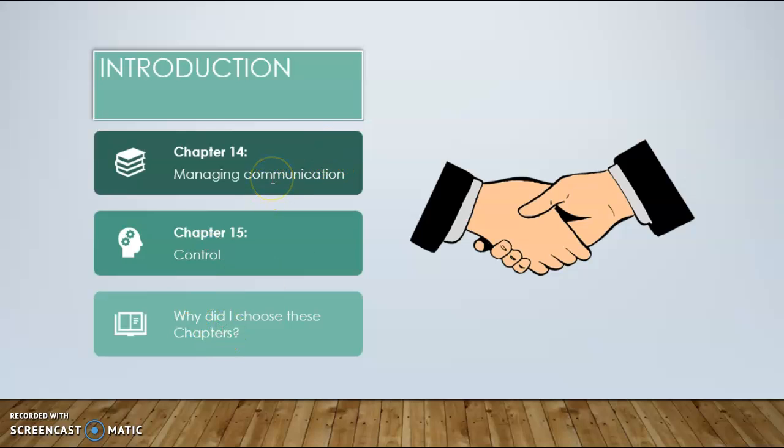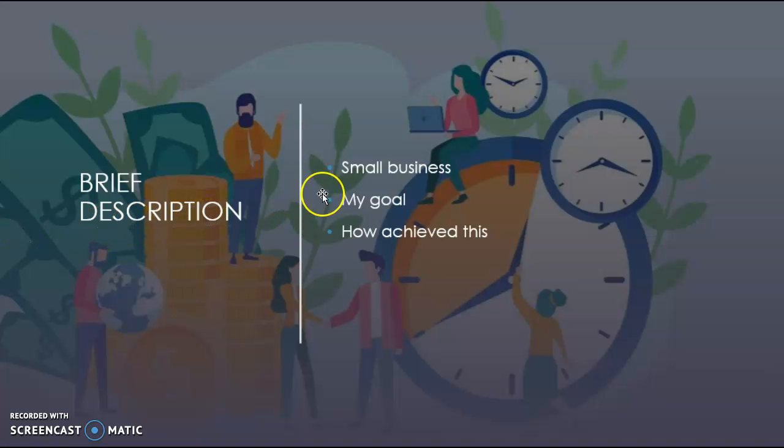I chose 14 because managing communication and how you talk to people, how you get the message across within your company is very important. And the control aspect of management is also very important, not just why you should control, but how you should control to have the most effective and efficient results. Now, the premise of my project is, we'll head into that in the brief description.